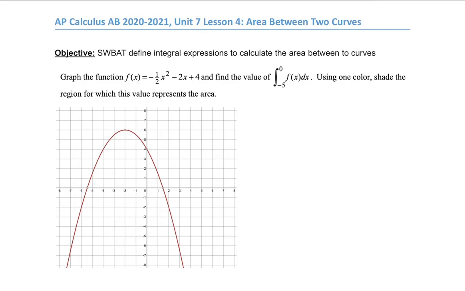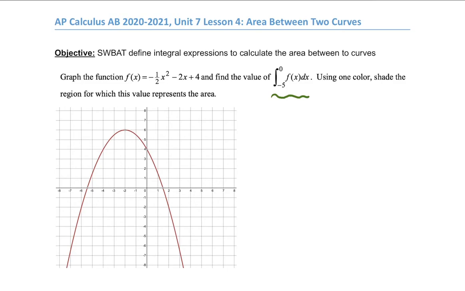I've got this graph here. It's a graph of the function negative 1/2 x squared minus 2x plus 4. And first things first, I'm just going to find and illustrate the value of the definite integral from -5 to 0 of f of x.